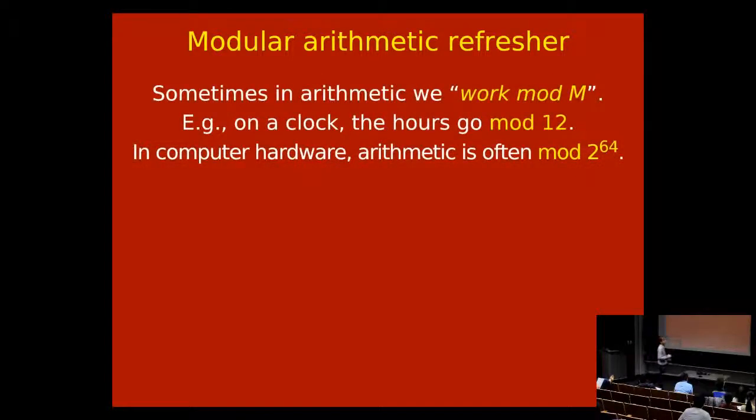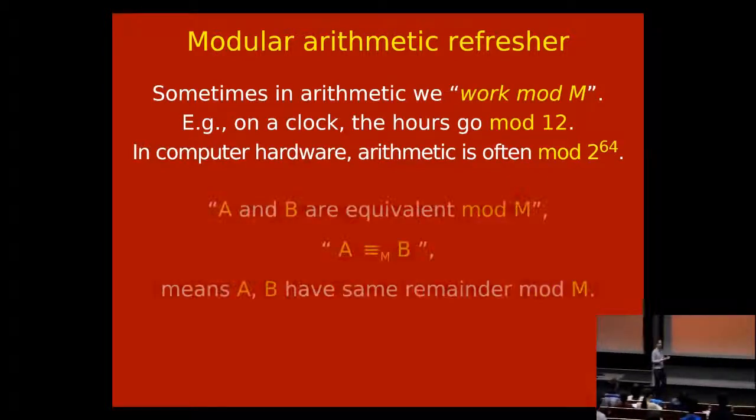OK, so I hope you've all seen some modular arithmetic. I'll give you a little refresher on it. So sometimes in arithmetic, we have a number m, and we decide to work modulo m. Like on a clock, the hours are kind of mod 12. On computer hardware, the actual machine instructions are doing computations mod 2 to the 32 or 2 to the 64.